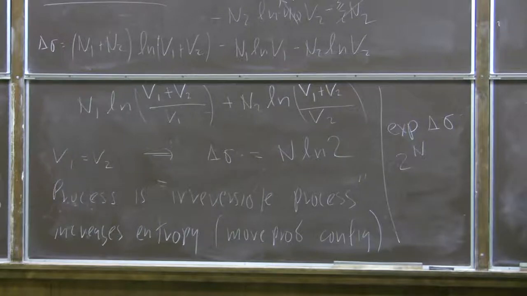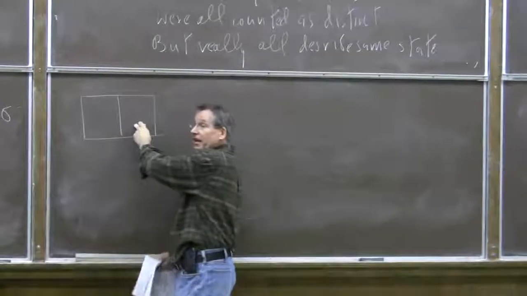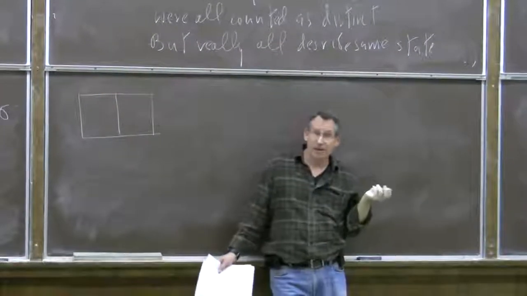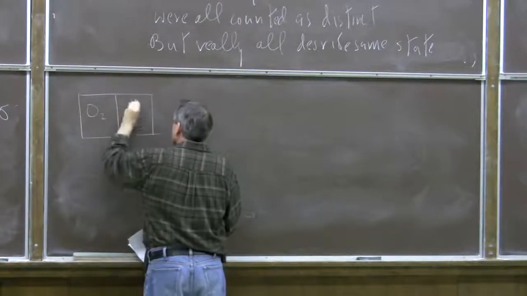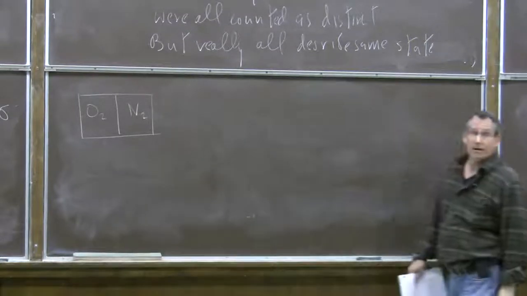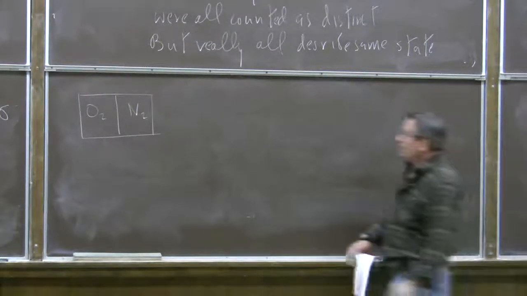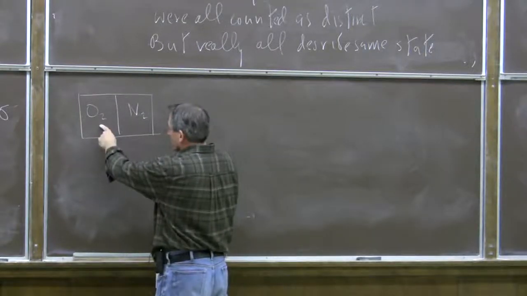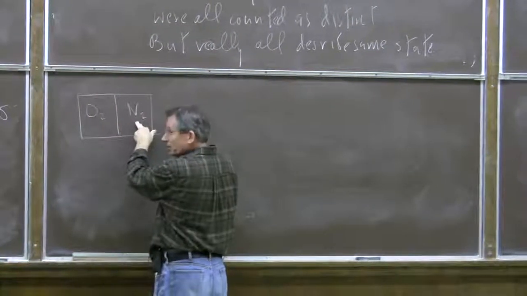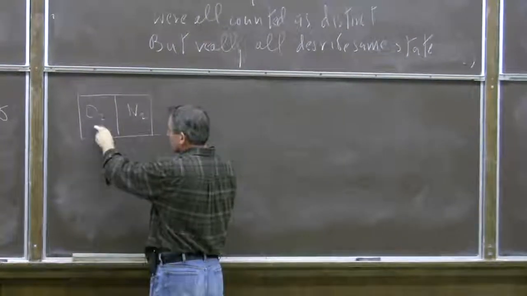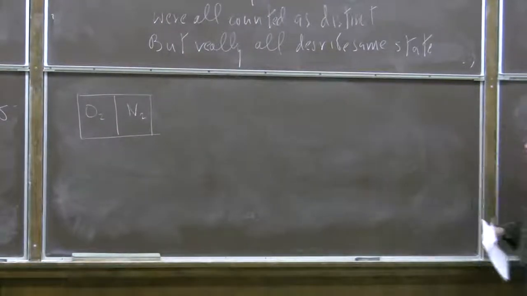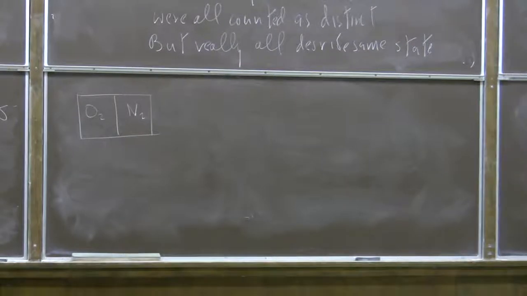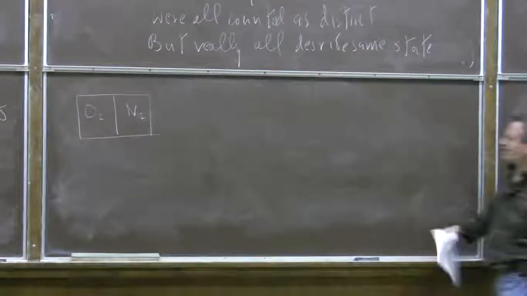If, before I removed the partition, I had 2 different types of molecule on the left side and the right side. Suppose I had molecular oxygen on the left and molecular nitrogen on the right. Then we can tell these guys from these guys. The guys on the left are distinguishable from the guys on the right, although all the oxygen molecules on the left are indistinguishable from one another, and all the molecules on the other side are indistinguishable from one another. I mixed up oxygen and nitrogen. Anyway, you know what I mean.